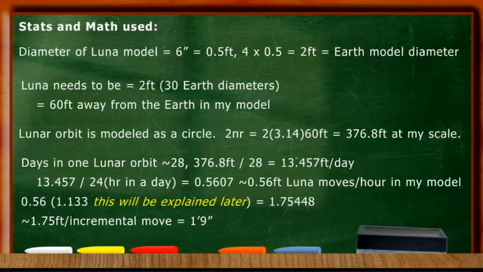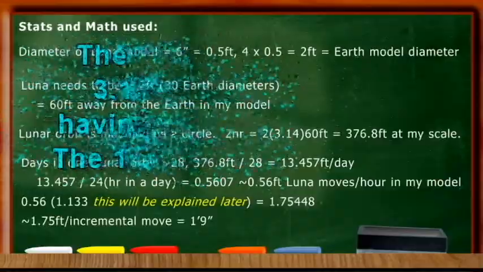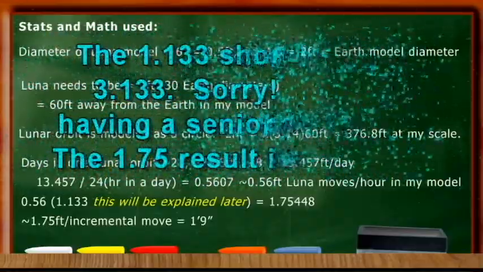I know the two periods are different. I know one's 27.3, I believe, and the other's 29 days, but it's fine for that. And you get about 13.5 feet per day. Divide that by 24, and you get the moon in my model is going to move a little over half a foot every hour. And this 1.133, I'll explain later where I got that from.